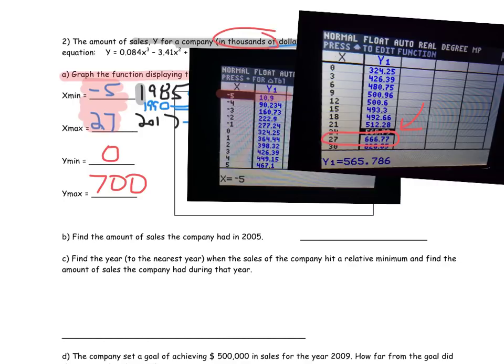So I'm going to go from -5 to 27 for my X-min and my X-max, because those correspond to the years given to me in the problem. And then for the Y-min and the Y-max, you have to choose values that make the values from the equation fit on your graph. So here's what our graph looks like.